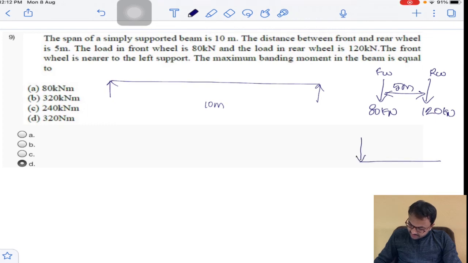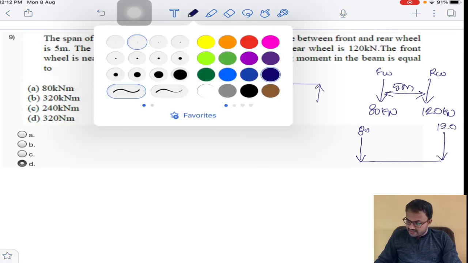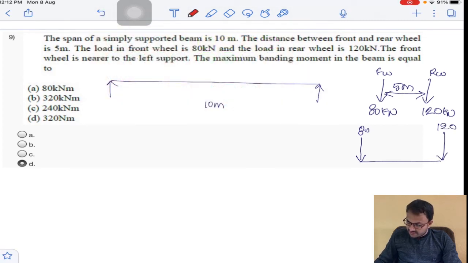So this is 80 kilonewton load and this is 120 kilonewton load. I am assuming the resultant of these two is summation R equal to 80 plus 120, you will get 200, which is acting at a distance x from 120.